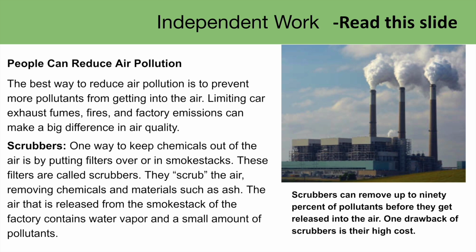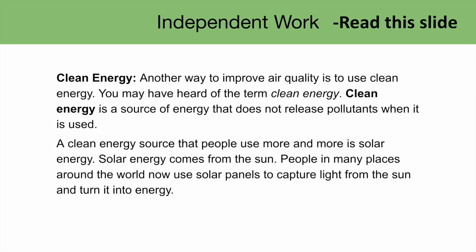The air that is released from the smokestack of the factory contains water vapor and a small amount of pollutants. Scrubbers can remove up to 90% of pollutants before they get released into the air. One drawback of scrubbers is their high cost. Clean energy. Another way to improve air quality is to use clean energy. You may have heard the term clean energy. Clean energy is a source of energy that does not release pollutants when it is used.